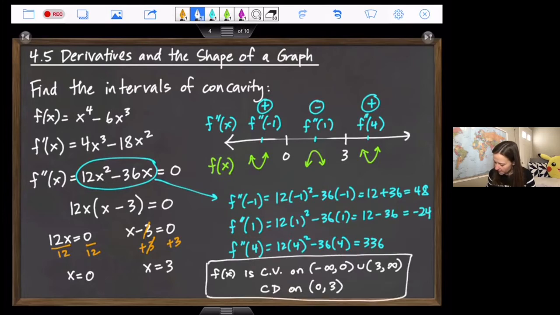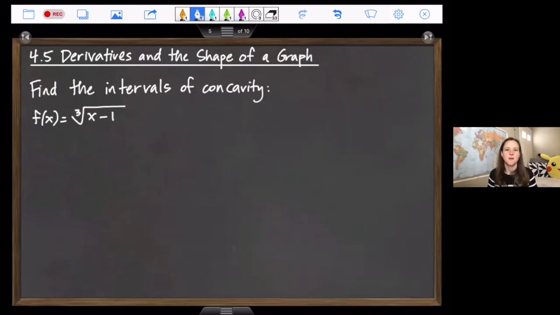All right, so since we had concavity changing at both of those places on that number line, we're going to say that both of these points are going to be inflection points. Okay, so we're going to say that f of x has inflection points at x equals 0 and at x equals 3.